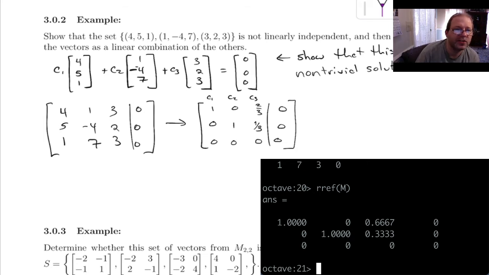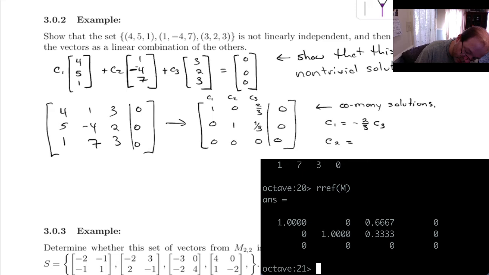There are a couple of ways you could do this. To show that it's not linearly independent, we can say this has infinitely many solutions. And that's because we could write this out, remember, as a parametric solution. We could say that coefficient 1 is equal to negative 2/3 coefficient 3. Coefficient 2 is negative 1/3 coefficient 3. Coefficient 3 is a free variable, so it can just be whatever it wants to be. So infinitely many solutions, therefore it's linearly dependent.